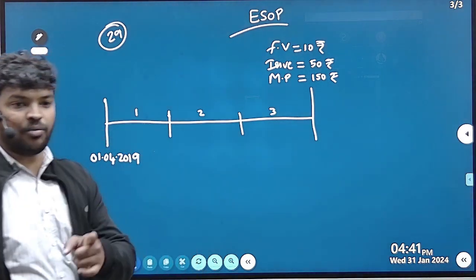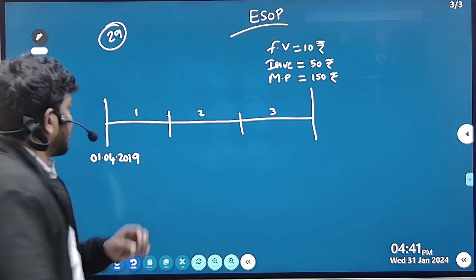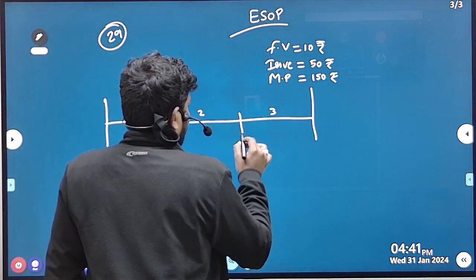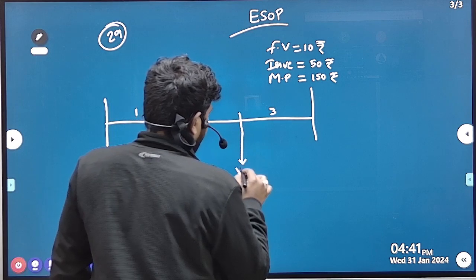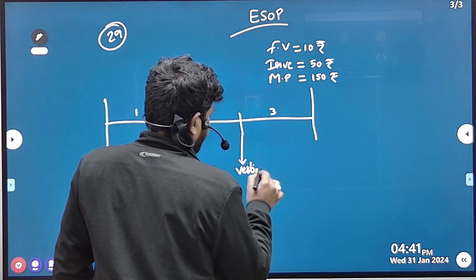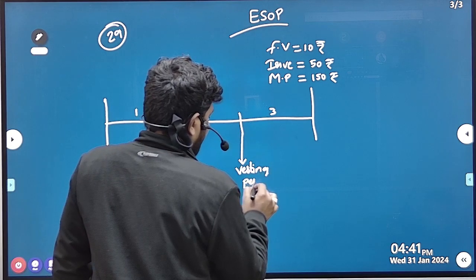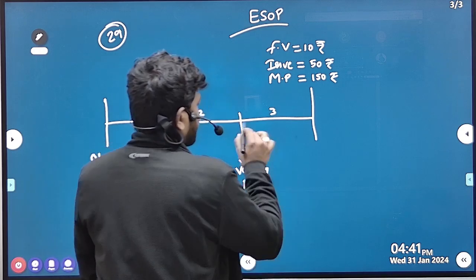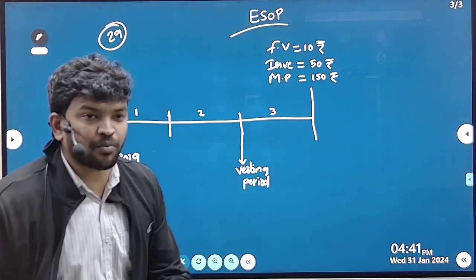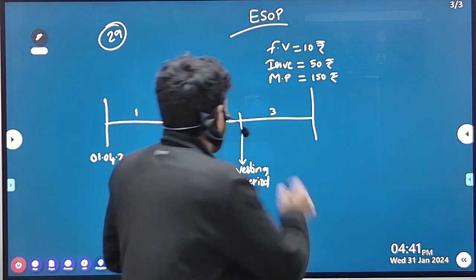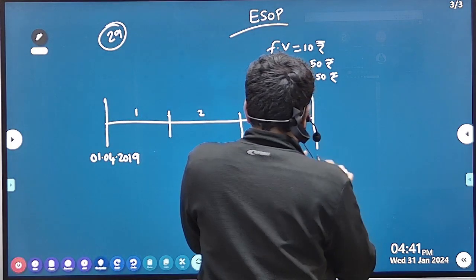Vesting period is for how many years? 2 years. So till here, understanding? Till here it is vesting period. From here exercise period starts. Exercise period how much time? 1 year. So 1 year. Till here it is the exercise period.